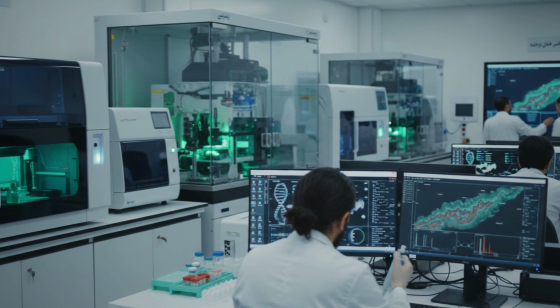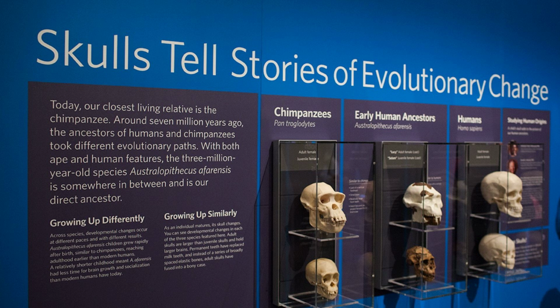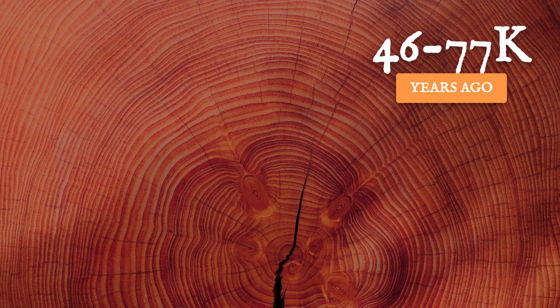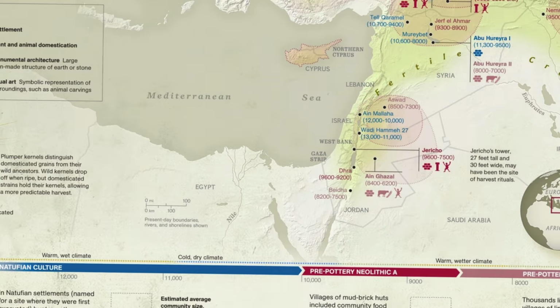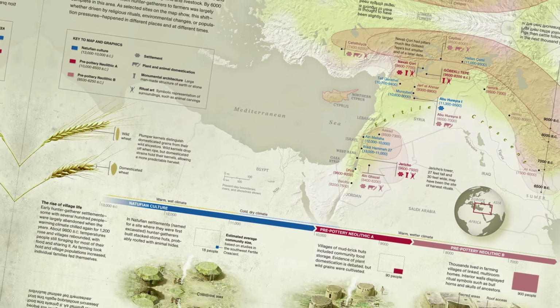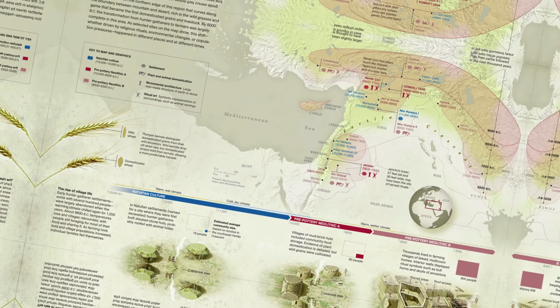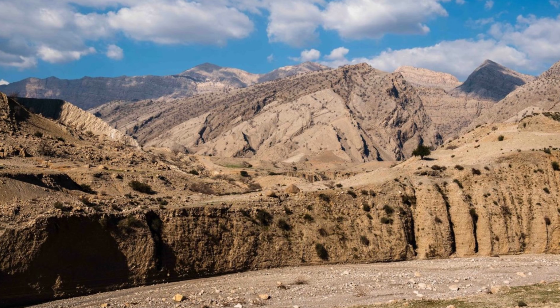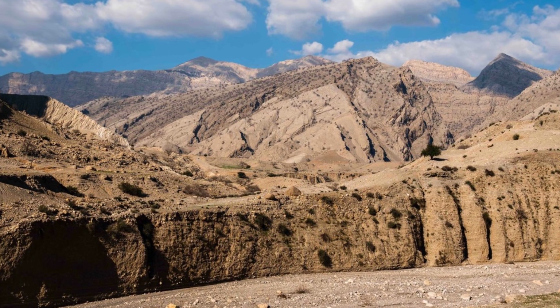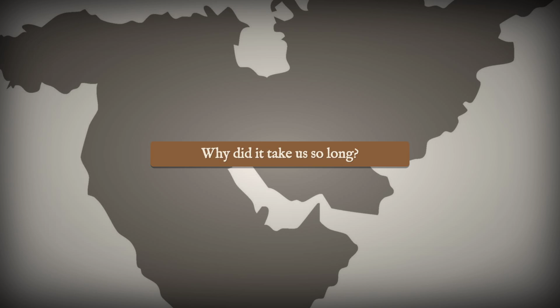The genetic divergence between Iranians and their Arab neighbors does not trace back centuries, or even a few thousand years. It traces back tens of thousands of years to a split so ancient that by the time the first farmers planted seeds in this region, the two populations had already been separated for longer than the entire history of civilization. The question is not just why they are different. The question is why it took us so long to see it.